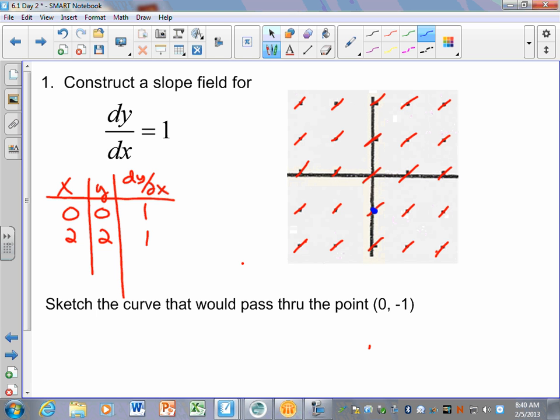We can use the slopes to help us. And again, I started really basic here. But if it goes through (0, -1), that means it's going to have a slope of 1. And I know that it's going to always have a slope of 1. So could I draw in the exact equation for this solution? And it would be that line right there.